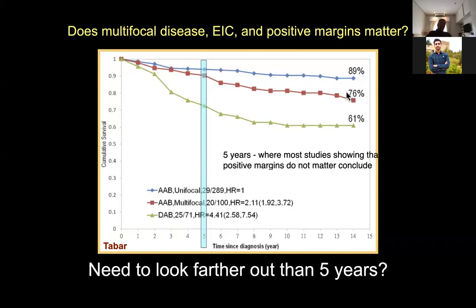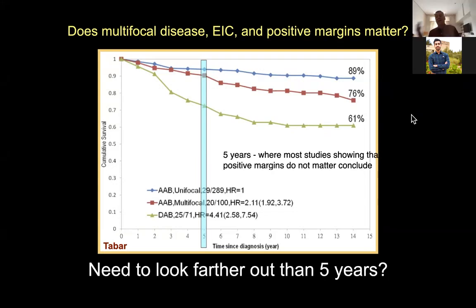And so when people are making decisions about whether it's okay to leave additional foci of cancer or DCIS components of cancer, and they're looking at 5 years, they're not looking far enough out. That's not a wise decision to make. You need to look out beyond 10 years, out to 15 years where Laszlo looks, in order to really see that it does matter. It's not innocuous.